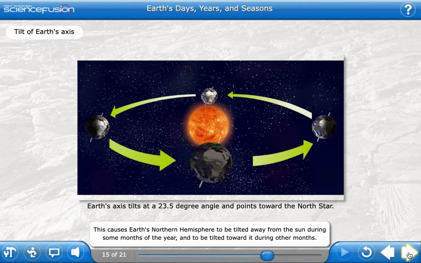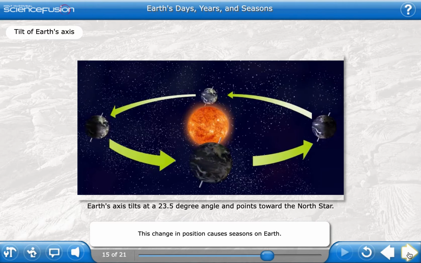This causes Earth's northern hemisphere to be tilted away from the sun during some months of the year, and to be tilted toward it during other months. This change in position causes seasons on Earth.